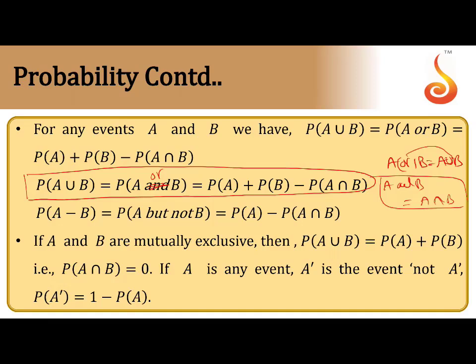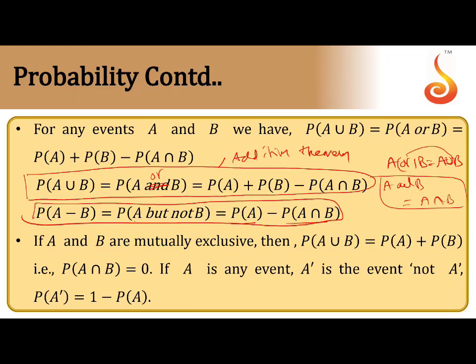Next, P of A minus B, that is A but not B. In this case, P of A minus P of A intersection B. All these formulas are most important in solving problems. P of A minus B is P of A minus P of A intersection B. So this is called the addition theorem on probability.